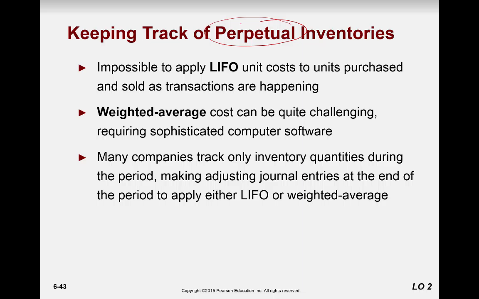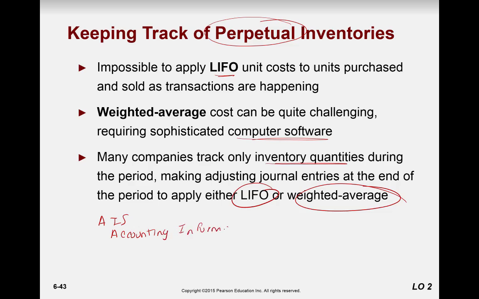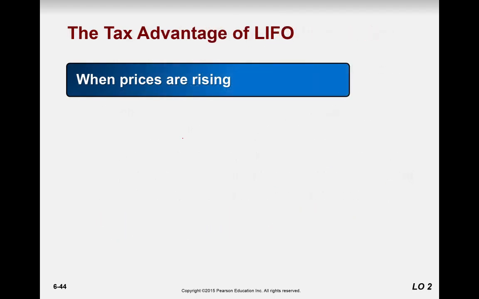Now going back to our perpetual inventory, it's impossible to apply LIFO units to units purchased and sold as transactions are happening. And weighted average can be a bit of a challenge because you need to make sure you're doing this in computer software. Many companies track inventory quantities during the period, and then they make an adjusting journal entry at the end of the period to LIFO or weighted average. Now with the advancements of technology, your accounting information system, another acronym for your Excel, basically can do all of this for you. So they would give you that information.